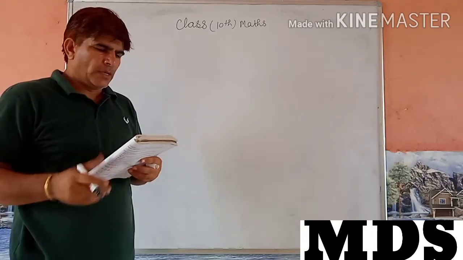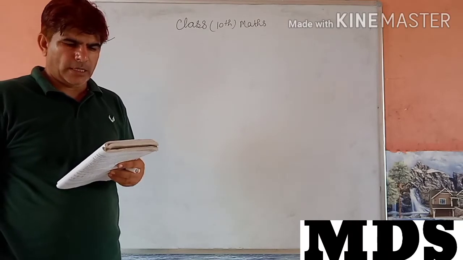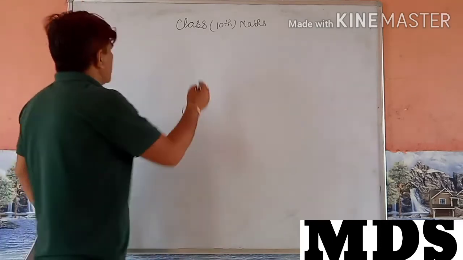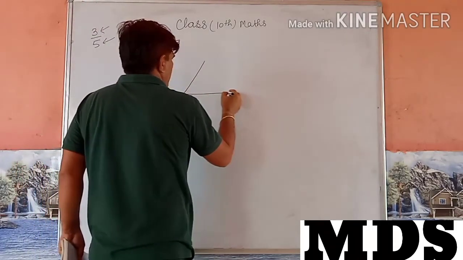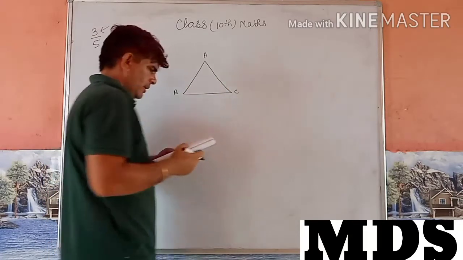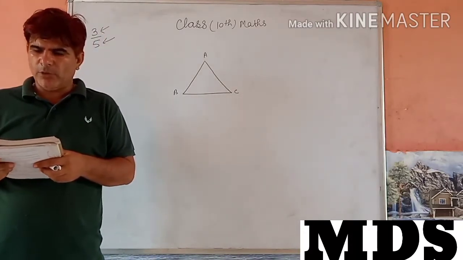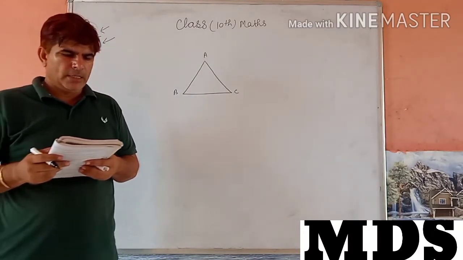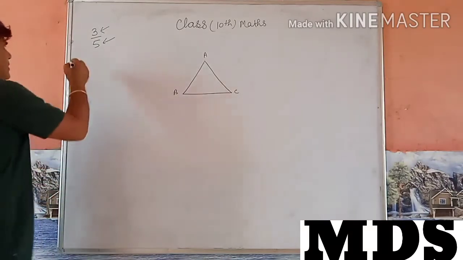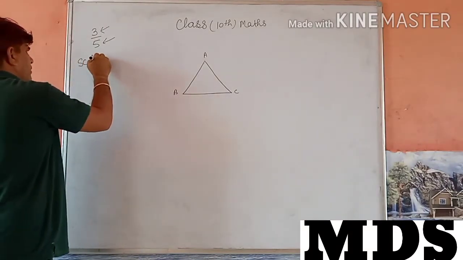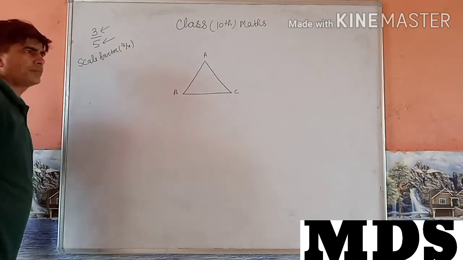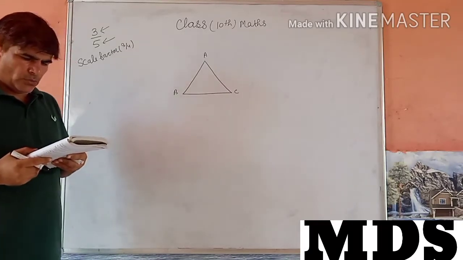Example number 1. Construct a triangle similar to a given triangle ABC. So what is given? A triangle ABC is given. Construct a triangle similar to the given triangle ABC with its sides 3/4 of the corresponding sides of triangle ABC. It means the scale factor is 3/4. Understood? So what can you do?